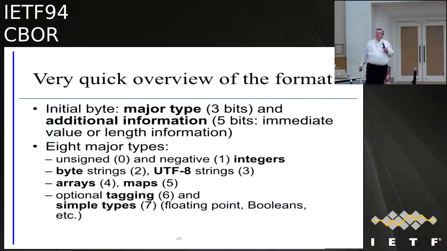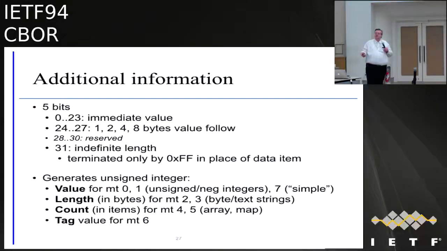So what do we do with these 5 bits? If those 5 bits are a value between 0 and 23, it's an immediate value. So for instance, encoding the number 0 gives you a byte with a 0 in the major type and a 0 in the immediate value, and that's all you need for that. And values between 24 and 27 mean that a few more bytes follow, 1, 2, 4, and 8. There are some reserved values, and finally we have a streaming mechanism where if you don't know how many data items you will have, this indicates there will be a terminator at the end of the sequence of data items.